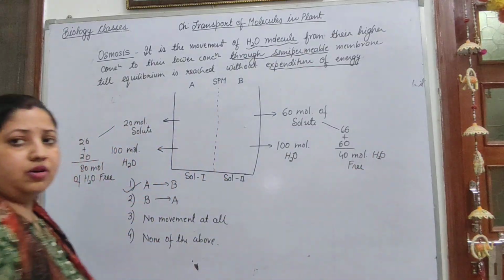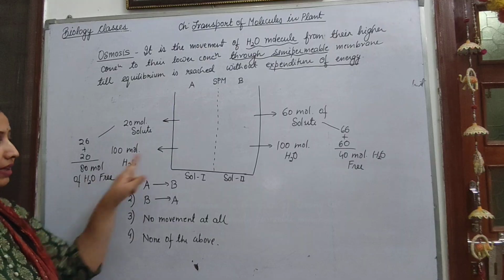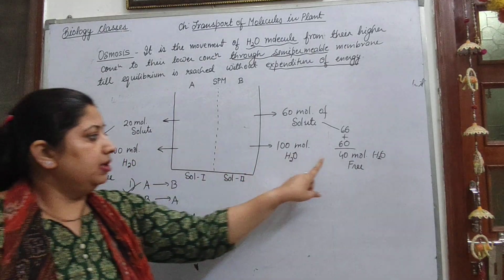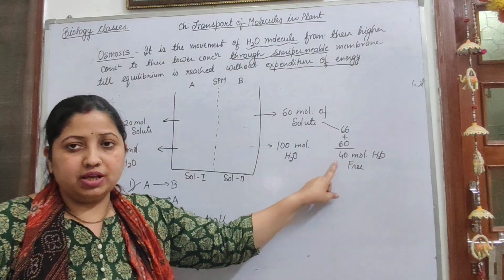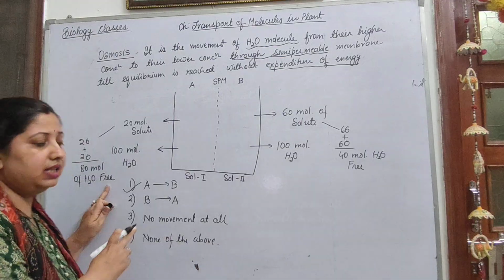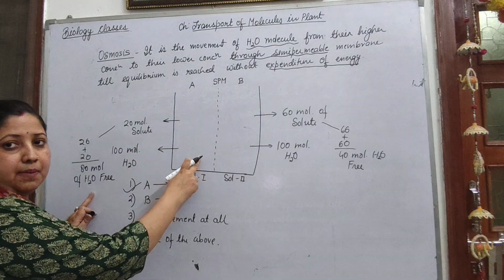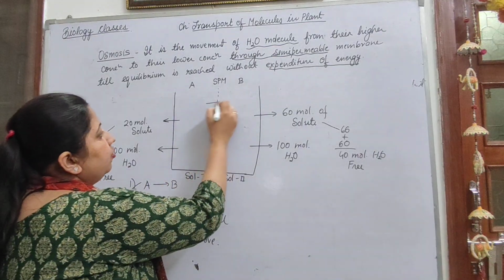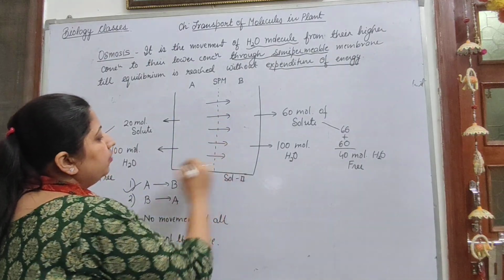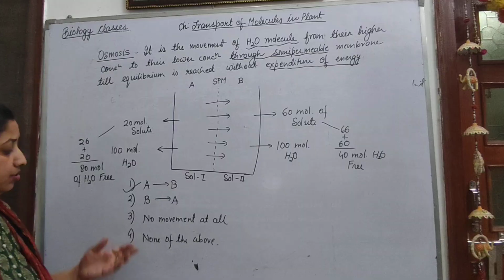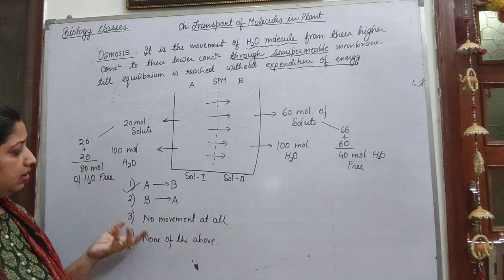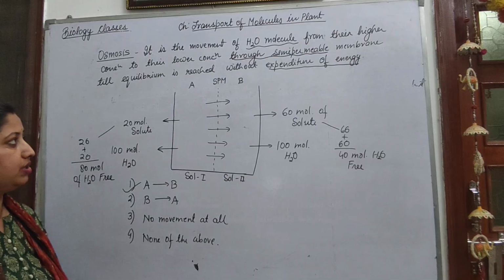So wherever the water molecules are more free, in compartment A, there are 80 molecules free. In compartment B, there are only 40 molecules free. So the concentration of water molecules is more in compartment A. So the molecules move from their higher concentration to their lower concentration. So this is the way to solve this type of question.